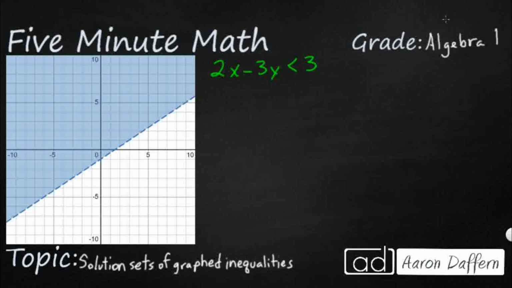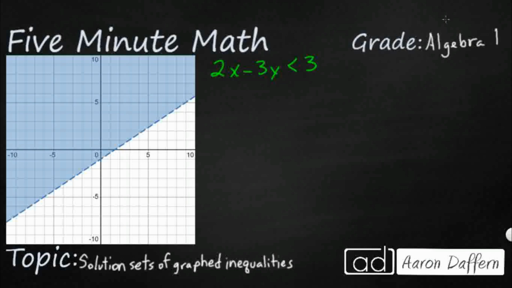Today we are looking at the Algebra 1 concept of graphed inequalities, specifically how we can find solution sets for graphed inequalities, and we'll do it in 5 minutes or less. So we see here a graph of this inequality, 2x minus 3y is less than 3.